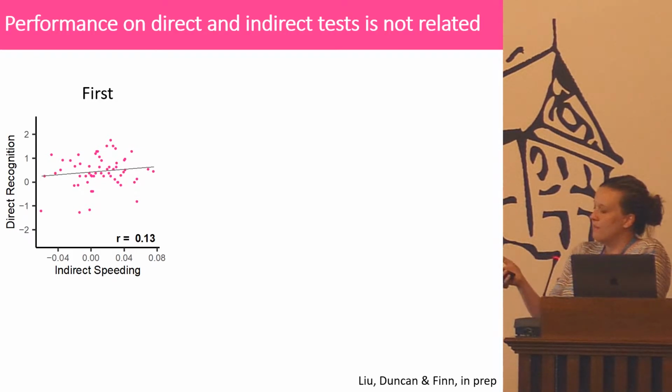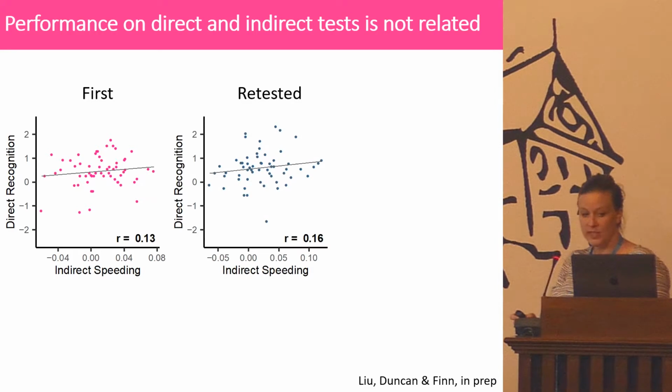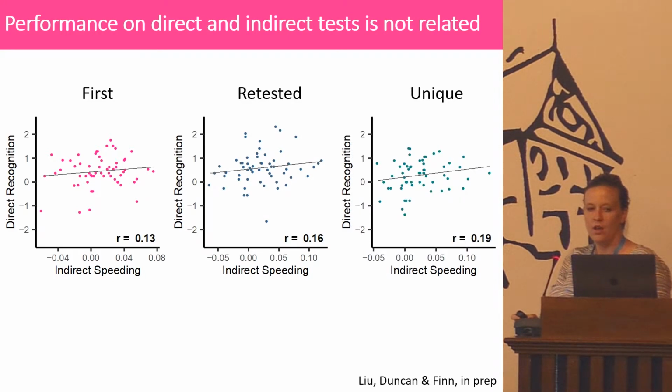Believe me, I'll show you learning in a minute. But the point of this figure is basically just to show you that these measures are not related, and we have nice variation in both in order to observe that. And that's true on the information when it's tested first. It's true when the information is retested, and it's also true when the information is uniquely tested during the delay period. Okay. So maybe we're measuring separate things.